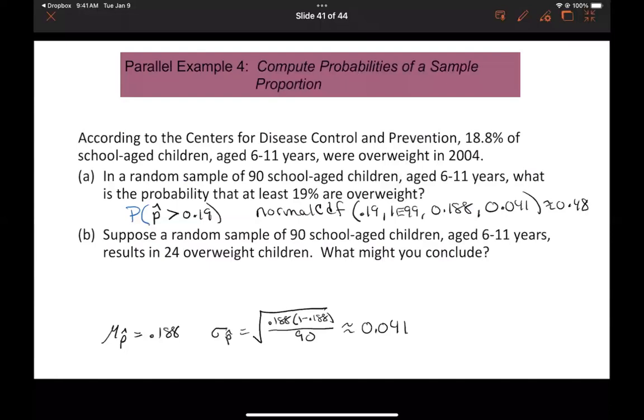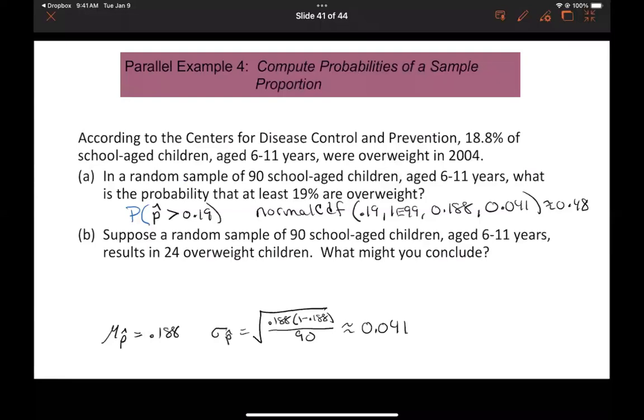How'd we do? Yes, okay. All right. So this next question, there's a couple of different ways that we can answer it. Let me talk about it first, and we will talk about the different ways we can do it. So we take a random sample of 90 school-age children. The result is 24 overweight children. It says, what might you conclude? So this is going to require you to use your imagination a little bit.